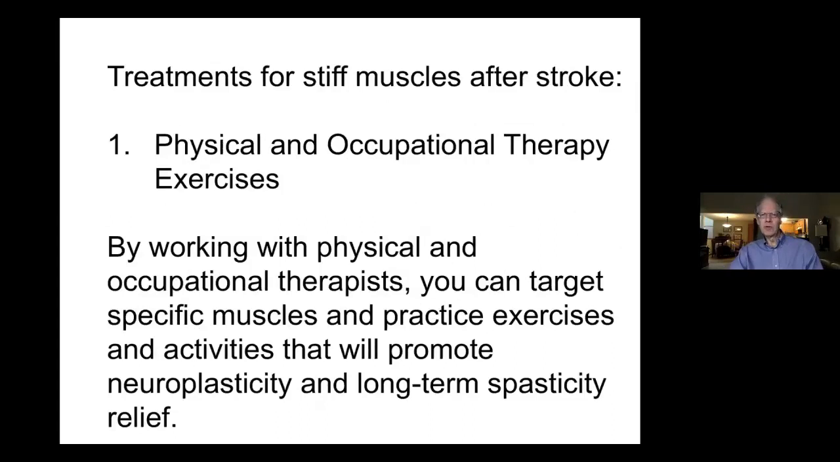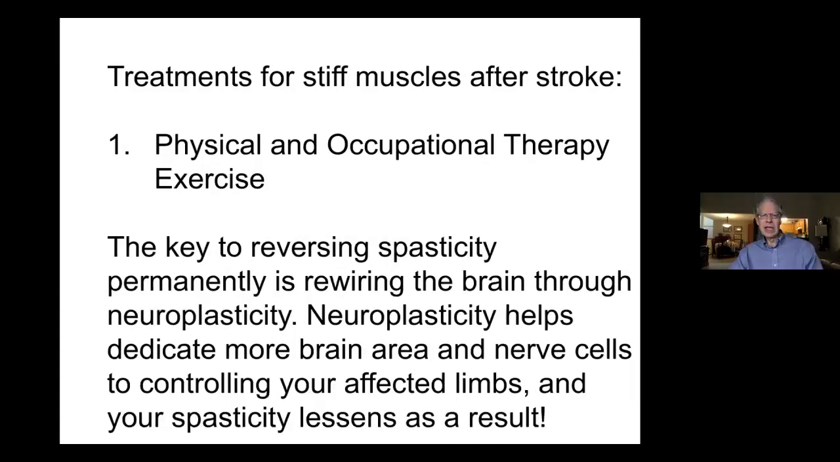So there are treatments for stiff muscles after a stroke. First, physical and occupational therapy exercises. We need physical and occupational therapists. They help us. And they can help you target specific muscles and practice exercises that will promote neuroplasticity and long-term spasticity relief. Key to reversing spasticity permanently is neuroplasticity, that is rewiring your brain. The more time you dedicate to trying to trigger neuroplasticity, the better off you will be at controlling your affected limbs.